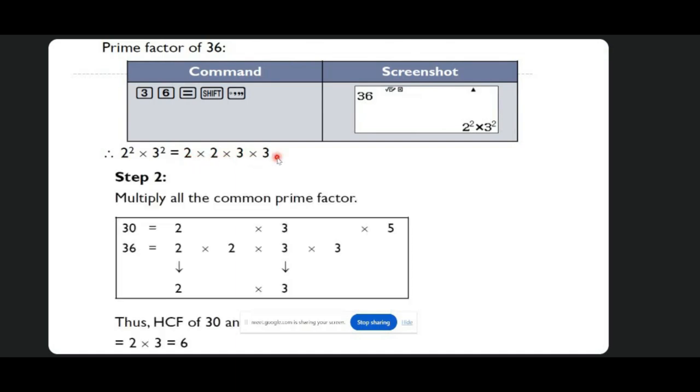After that, they need to do this step manually. They need to write it on their exam paper. So 30 equals 2, 3, 5, and 36 equals 2, 2, 3, 3. They need to find the HCF on their own, which is 2 and 3, then multiply them themselves. So the calculator is only helping them to find the factors. For the HCF and LCM, they need to do the steps manually.